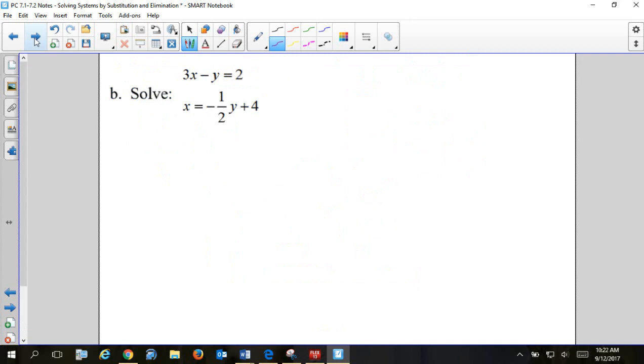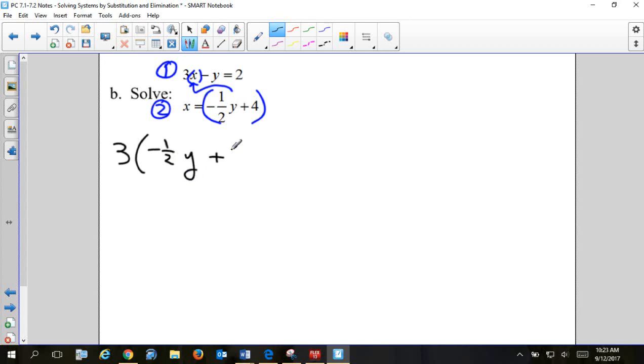Next example, one more substitution. You look and you say, is one of the equations already x or y equals? Yeah, the second equation. So when I look at equation 1, I look at equation 2. This one's already solved for x, so I'm going to replace x in my first equation. So I will write 3 parentheses, negative 1/2 y plus 4, minus y equals 2. So I read the whole equation 1, but I put equation 2 inside of it. Substitute.